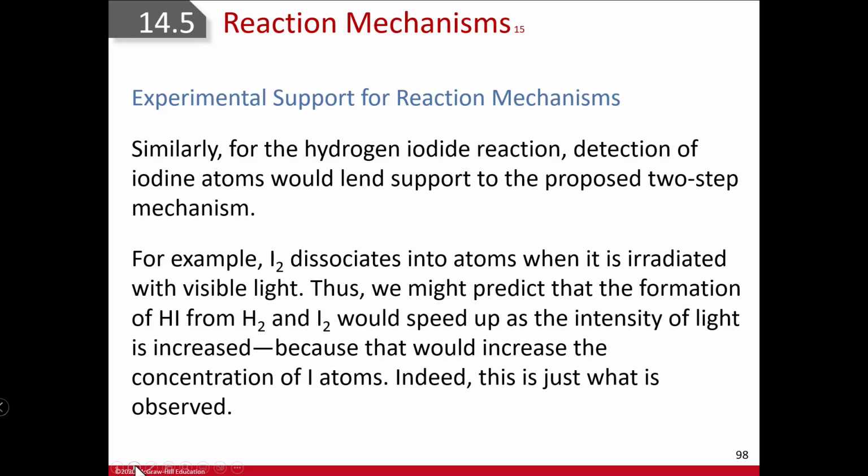All right, so similarly for the hydrogen iodide reaction, detection of iodine atoms would indicate support of a proposed two-step mechanism. For example, it says I2, iodine diatomic, dissociates into atoms when it's irradiated with visible light. So what they're saying here, dissociation, you got to speak the language. It dissociates into 2 moles of iodine atoms, and thus we would predict the formation of hydrogen iodide from H2 and I2 would speed up as the intensity of light increases, because that would increase the concentration of the I atoms. All right, so let's see what happens here.